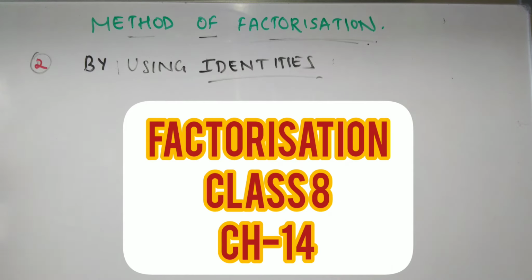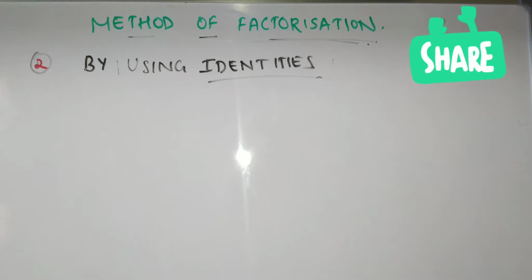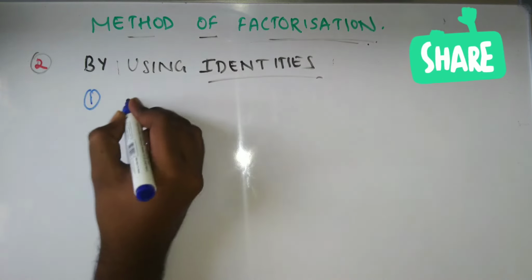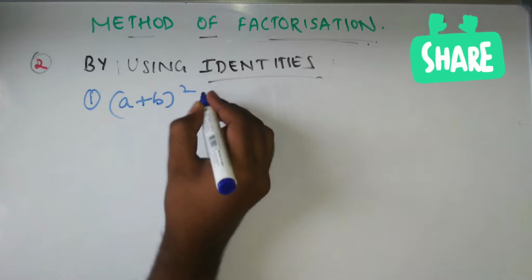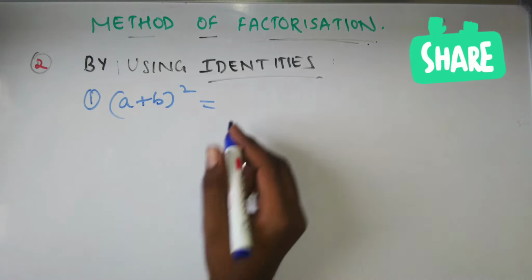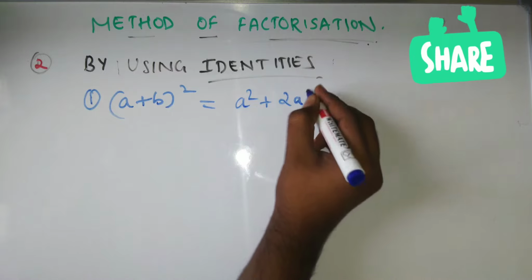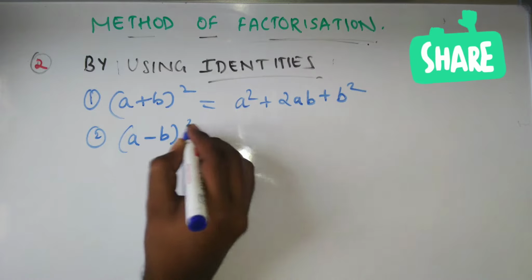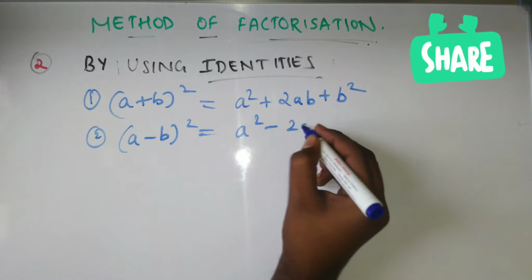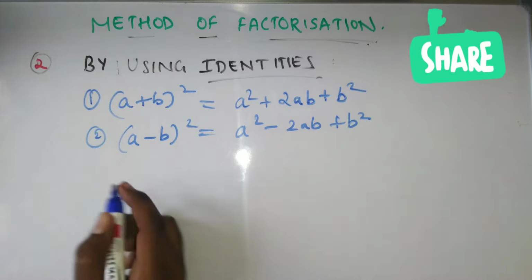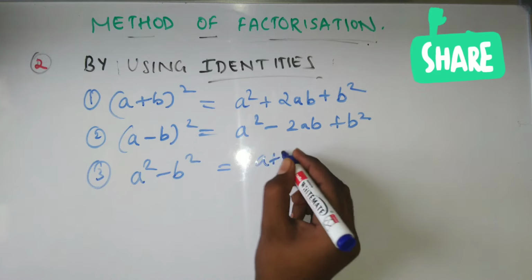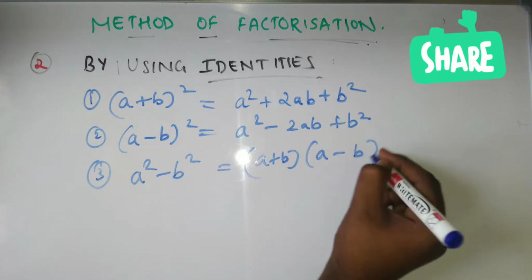In this video, we'll be discussing how to do factorization by using identities. Here we'll be using various identities. The first identity is (a plus b) the whole square, which you have studied in algebraic expressions, that is nothing but a square plus 2ab plus b square, correct? The second identity is (a minus b) the whole square, which equals a square minus 2ab plus b square. The third identity is a square minus b square, which is nothing but (a plus b) into (a minus b), correct?